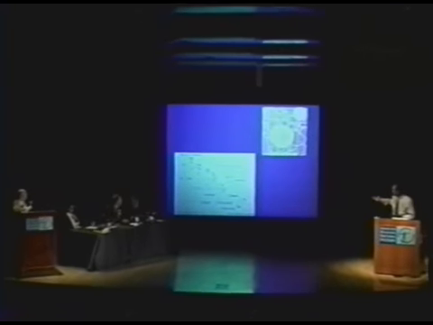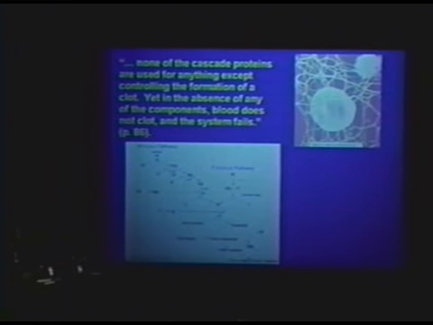Let's look at a couple of the other guys. Let's look at the clotting pathway. This is the way in which blood clots. You call this the Rube Goldberg in the blood. Great stuff. And the clotting pathway is extremely complex. It produces a clot around the red blood cell. And what you wrote in your book is that none of the cascade proteins are used for anything except controlling the formation of the clot. That's very clear. Yet, in the absence of any of the components, blood does not clot and the system fails.